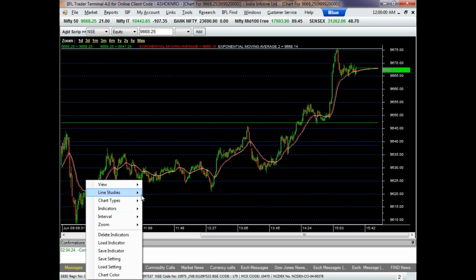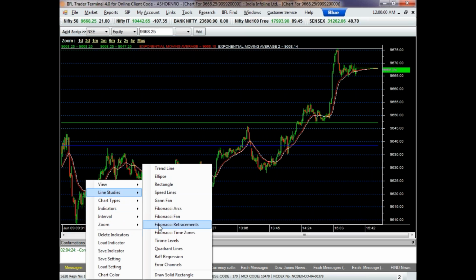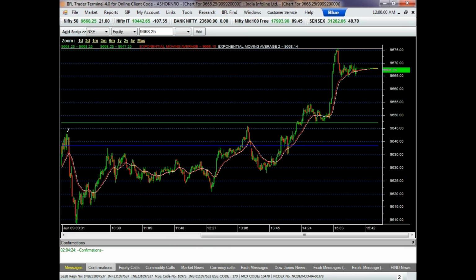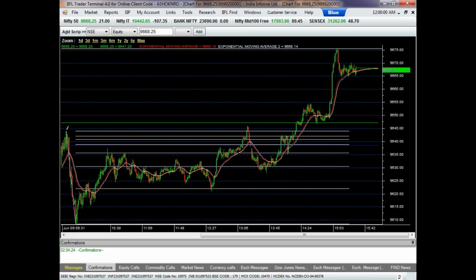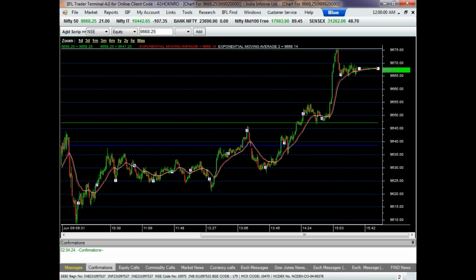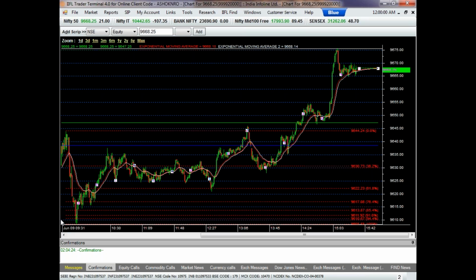I'm drawing Fibonacci retracement from the high level of the day to the low level of the day. I usually start from the bottom. So from the bottom till the top, I draw it this way, and this way I am not confusing myself. When it is a downtrend, you have to check.